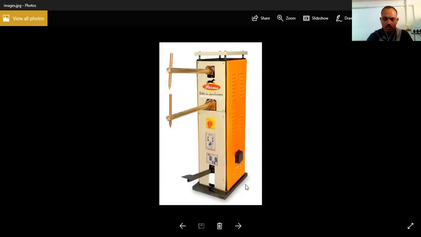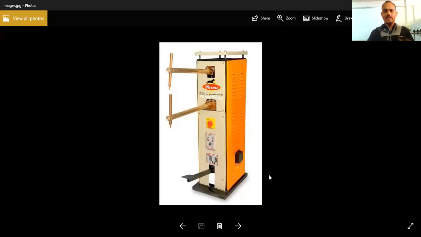Now in this system, when we apply pressure on this paddle, the black one, the moving electrode will move in the downward direction and touch the stationary electrode. When it touches the stationary electrode, the current will flow from the upper electrode towards the lower electrode and again to the transformer. So the circuit will complete.